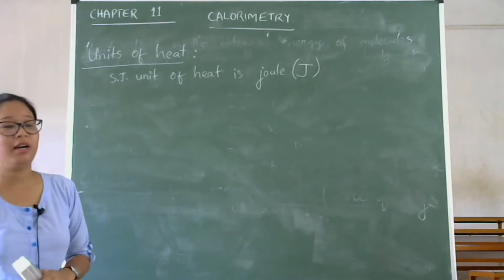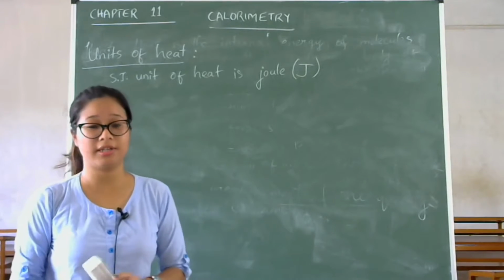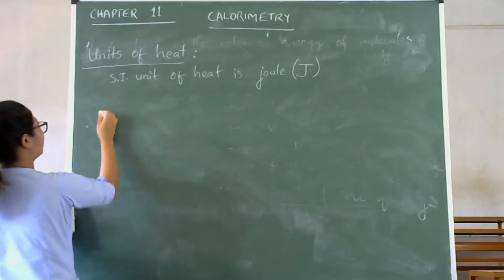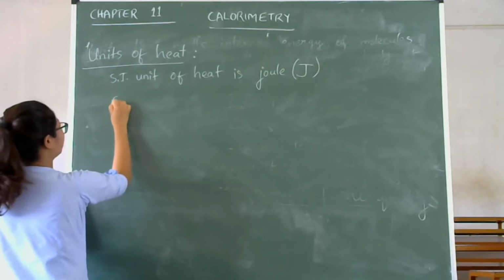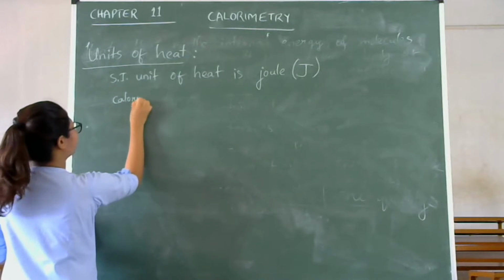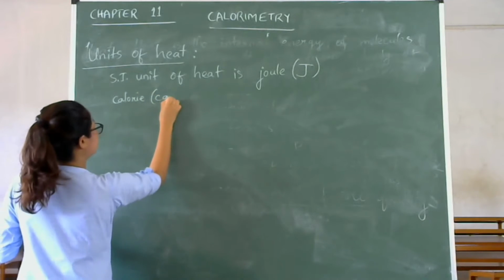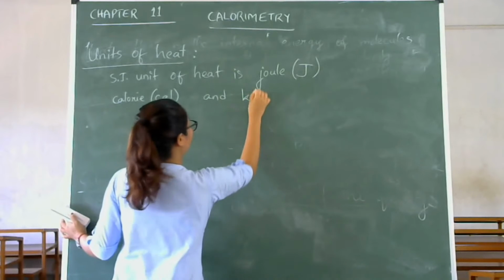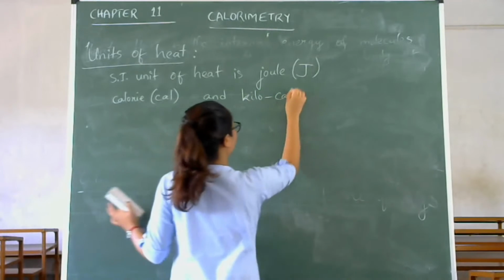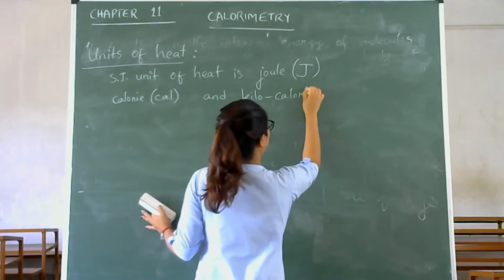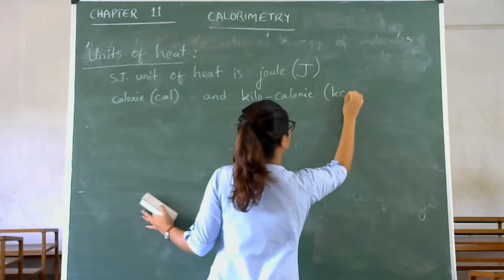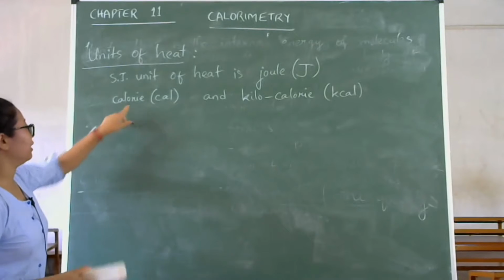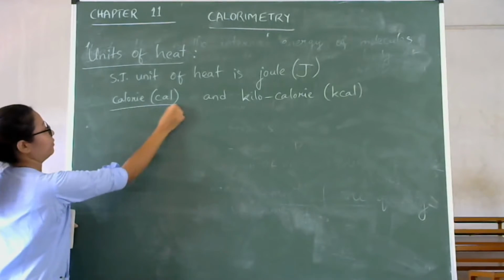There are some other common units as well. The other units of heat are calorie, which is denoted by cal, and kilocalorie. These are the other units of heat. Now let us define calorie.